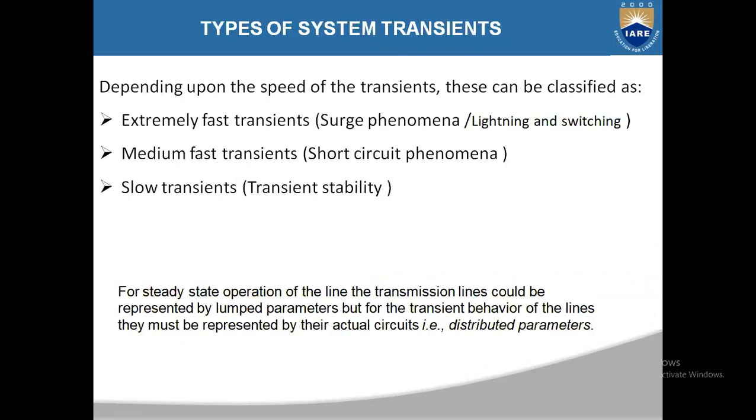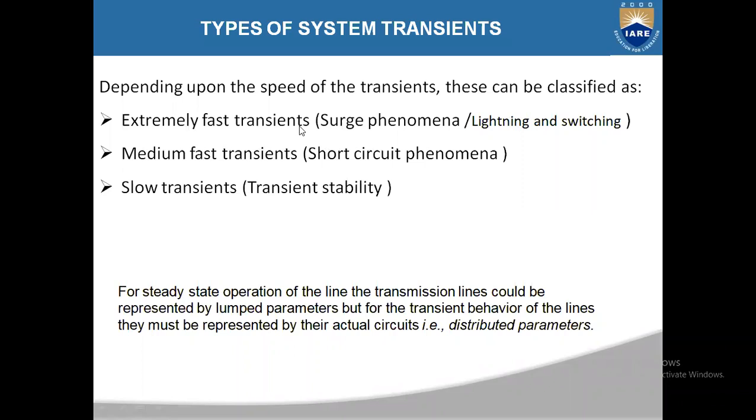Right. So what are the types of transients that are present in the power system? Depending upon the speed of the transients, these are classified into extremely fast transients, medium fast transients, and slow transients. The extremely fast transients occur due to surge phenomena, mainly due to lightning and switching operations. Suddenly, if the transmission line is switched on and switched off, or there is a lightning stroke on the transmission line, in such a case the transients will be extremely fast.